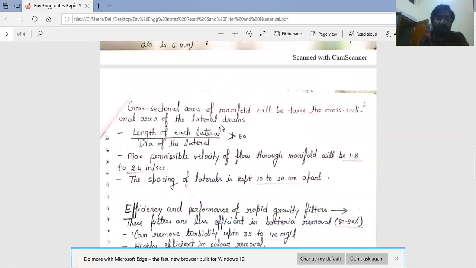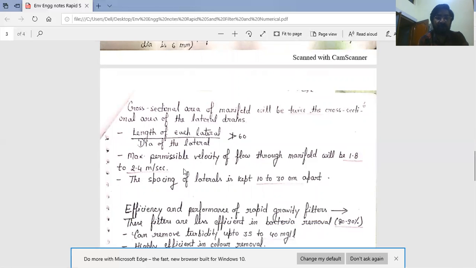Cross sectional area of manifold will be twice the cross sectional area of the lateral drains, and the ratio of length of each lateral to the diameter of the lateral pipe should not be greater than 60.